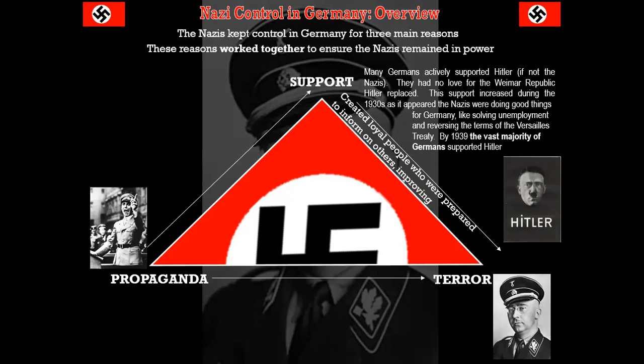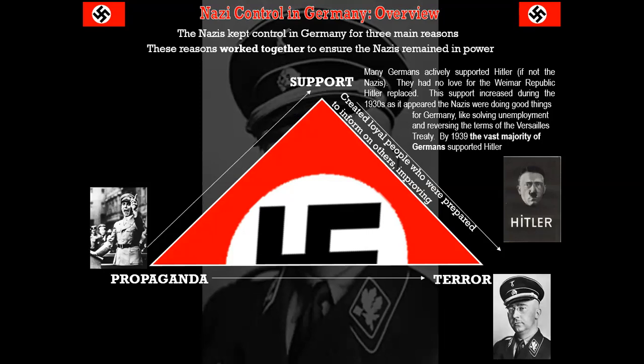Now you'll notice I've got the arrows here, and I've labelled my first arrow. I've explained how support helps terror. Note the direction of the arrow. You'll also see that propaganda helps support. You might have noticed that. And propaganda helps terror as well. And we'll talk about those when we talk about propaganda. Support helps terror in the following way. It creates loyal people who are prepared to inform on others, improving terror. See how it works? It basically makes a sentence between the two terms.